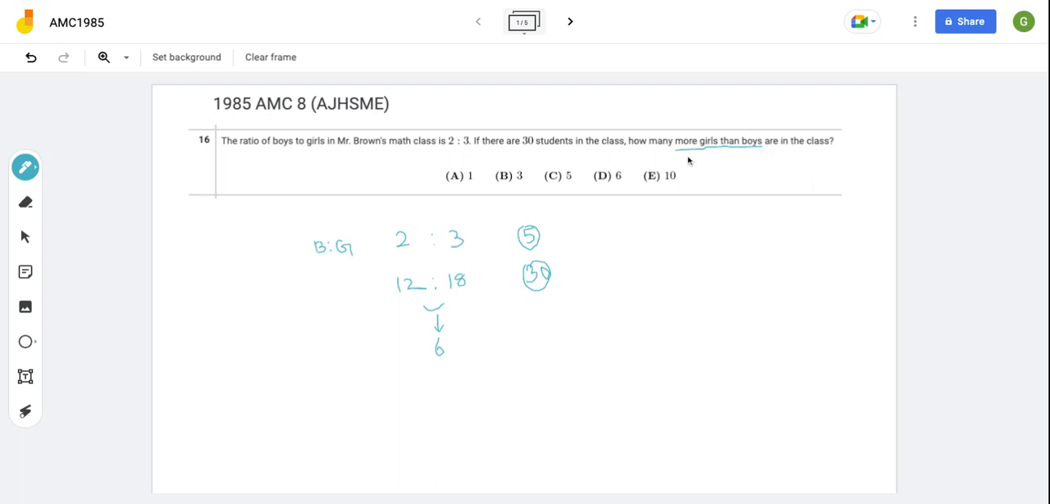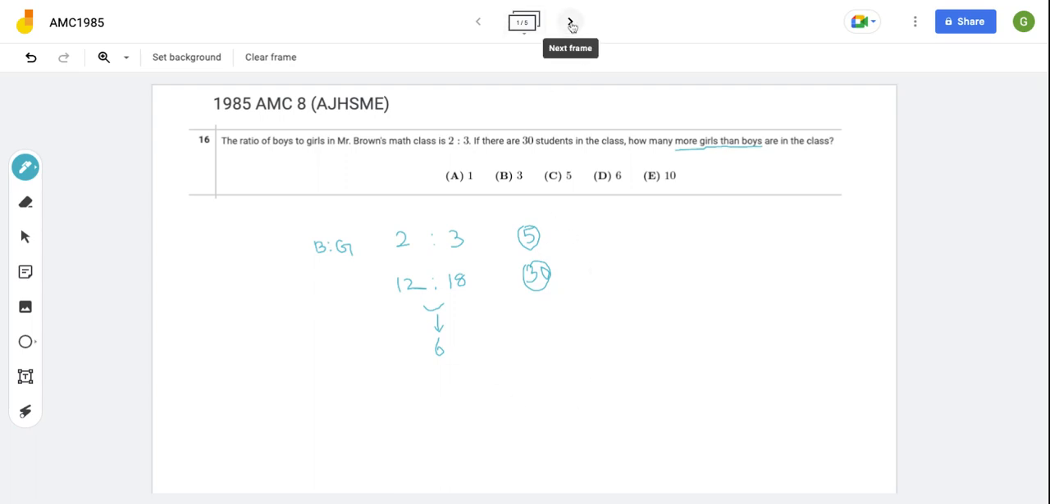So the important thing to note in this question is "more girls." They're asking the difference. Okay, so they are in the ratio boys is to girls 2 is to 3. So we have a total of 5. And when this 5 becomes 30, the same ratio will become 12 is to 18. So when you have 12 is to 18, the difference between both the numbers is 6. So you have 6 more girls in Mr. Brown's class.